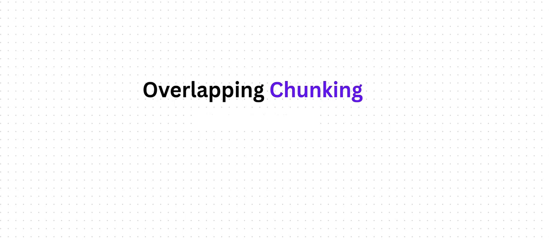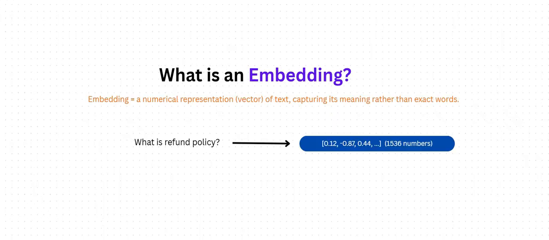And number 4, that is overlapping chunking. In overlapping chunking, each chunk is overlapped with the next chunk by 10 to 20% to preserve context. For example, if one sentence is cut between two chunks, the overlapping ensures both chunks contain enough context to understand the full meaning.